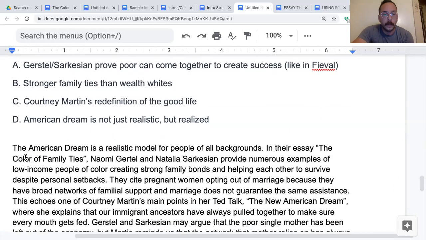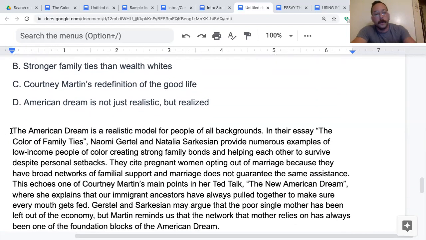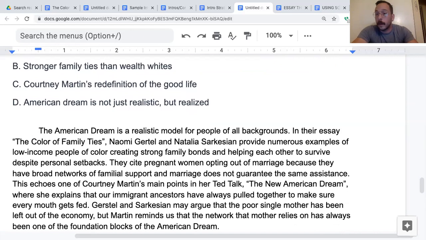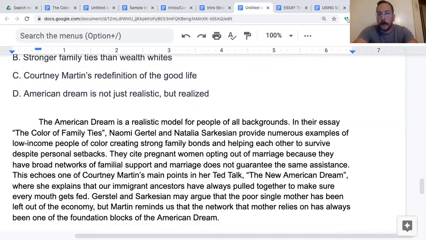All right, so here it all is together. Note the subtle changes between what comes in my outline and what comes in my paragraph, right? Certain information makes it to the final draft and certain information does not. The American dream is a realistic model for people of all backgrounds. Notice that I'm not opening the paragraph with the question. I'm not saying, is the American dream realistic? Yes, it is realistic. You don't have to treat every paragraph like a prompt, right? Just open with the answer and it'll explain itself.